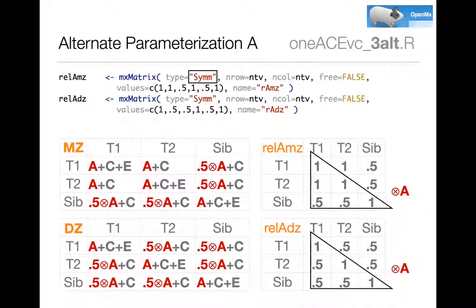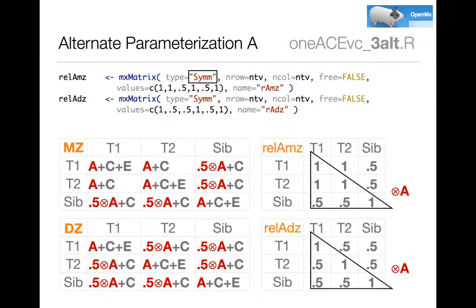If we think of the expected covariance matrices, let's first focus on the genetic component, which I've color-coded here in red. And if you look at the coefficients of the additive genetic variance in this 3/3 matrix, we have taken that out and put it in a separate matrix called relAMZ or relADZ, which is 1s on the diagonal and a half everywhere else except for when we're dealing with monozygotic twins. And then we have a 1 between twin 1 and twin 2.